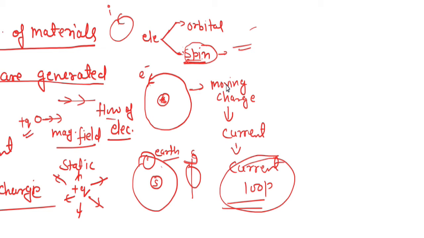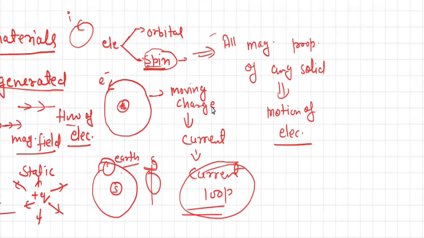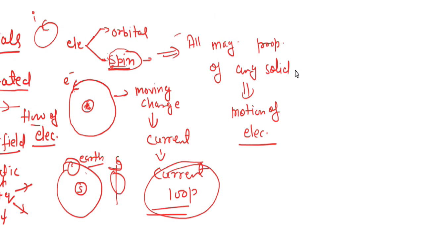So you can say that all magnetic property of any solid is due to motion of electrons. So motion of electrons is the main cause of the magnetic property of any solid. So depending on the configuration of electron, these magnetic materials can be defined in many types.